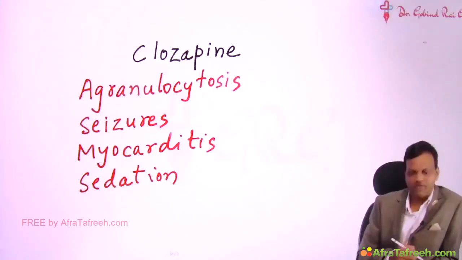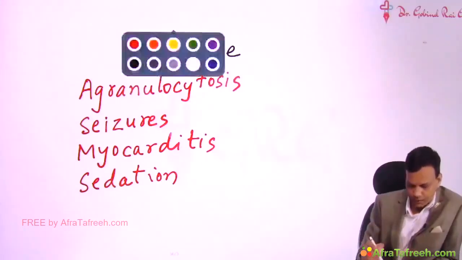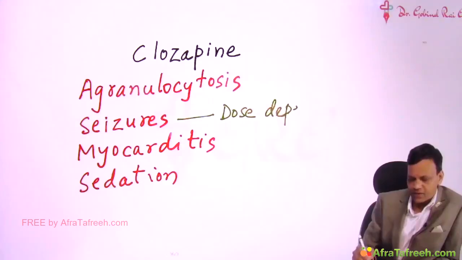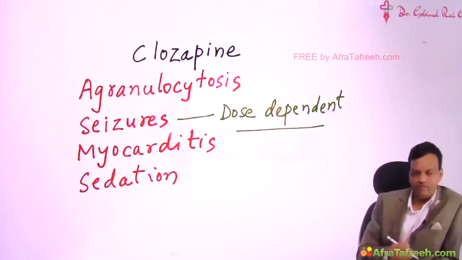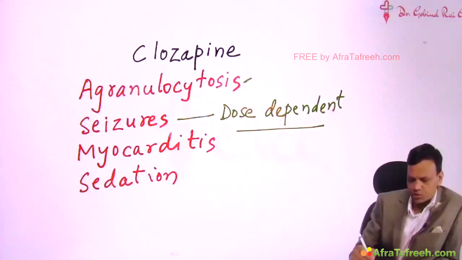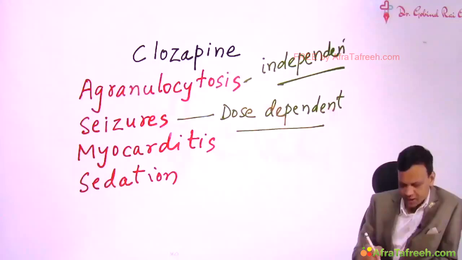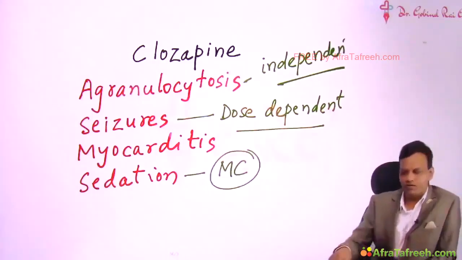All these are adverse effects of clozapine, and important to remember, seizures are a dose dependent side effect. That means they will be seen only at high dose but not at low dose. Whereas agranulocytosis is dose independent. That means we cannot predict whether this will occur or not. Sedation is the most common adverse effect of clozapine.